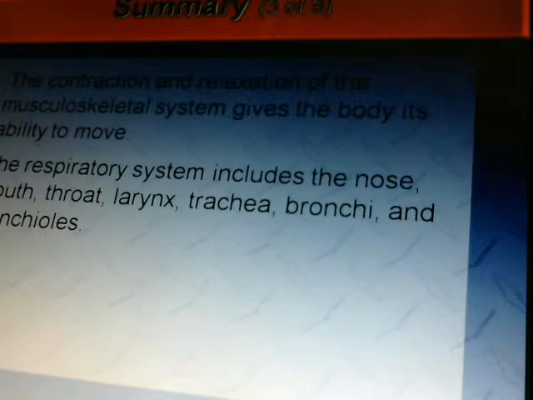The respiratory system includes the nose, the mouth, the throat, the larynx, the trachea, the bronchi, and the bronchioles. It allows us to breathe. We need to breathe.